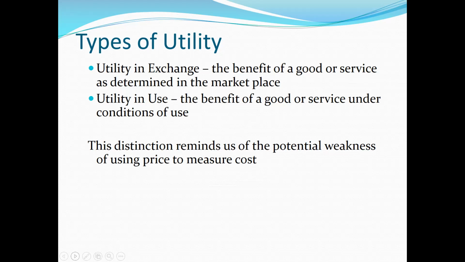Okay. So does that make sense? The idea of the difference between the concept of cost versus the concept of price. Any questions about that?